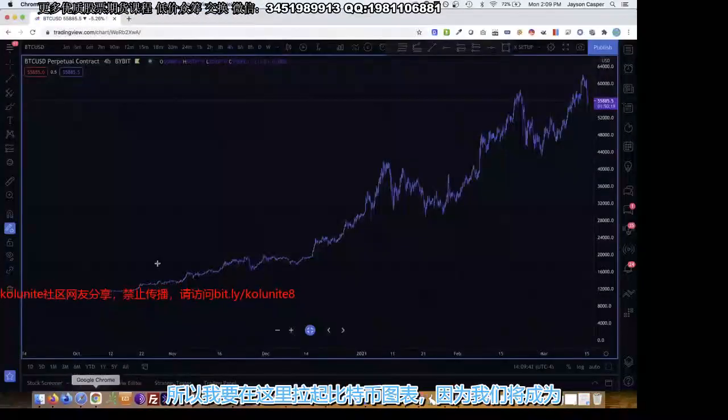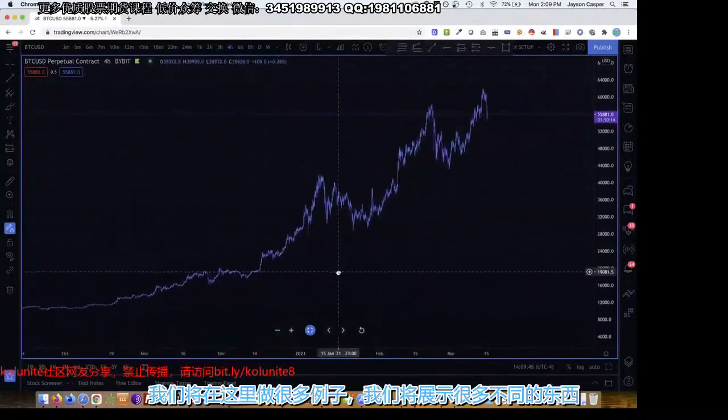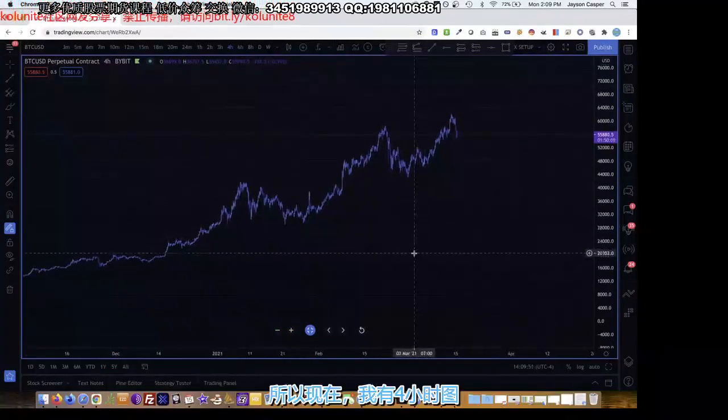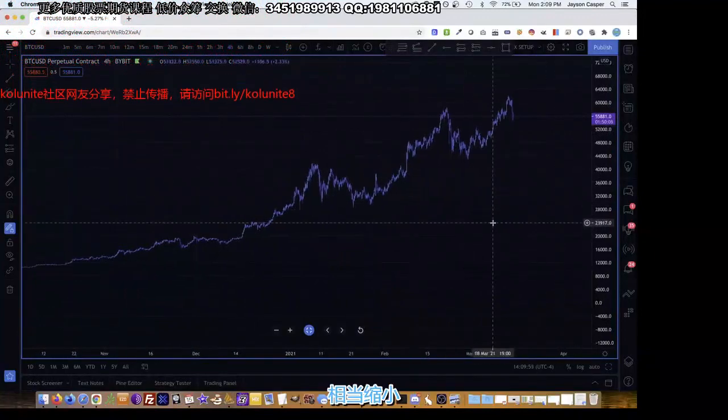So I'm going to pull up the Bitcoin chart here because we're going to be doing a lot of examples right here, and we're going to be showing a lot of different things. So right now I have the 4-hour chart pulled up with nothing on it. I have it quite zoomed out.